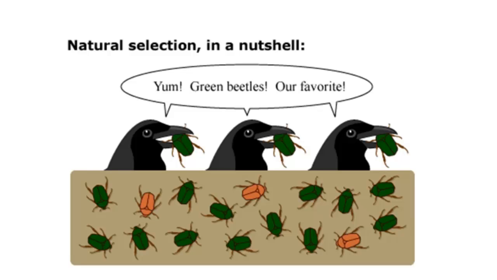So what do you expect to have in the next generation? We expect to see more brown ones. And then in the next generation, we expect to see even more brown ones, and even more brown ones, until eventually we may even end up with a population which is entirely brown beetles. That's what we mean by natural selection. It's differential success or unequal success in survival and reproduction.